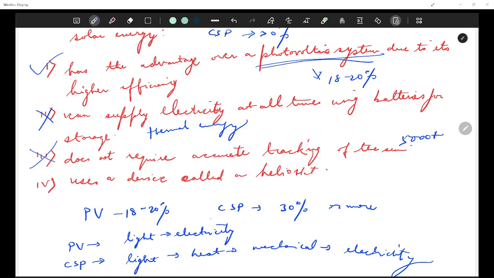And it focuses sunlight on a receiver which is 500 meters to 1 kilometer away. So the pointing accuracy we need there is approximately 5 milliradians. Even a small angular error means that a reflected beam misses the receiver. So accurate tracking is absolutely critical. In fact, the tracking accuracy requirement is much stricter than for PV panels. So this option is conceptually incorrect. And let's talk about this.